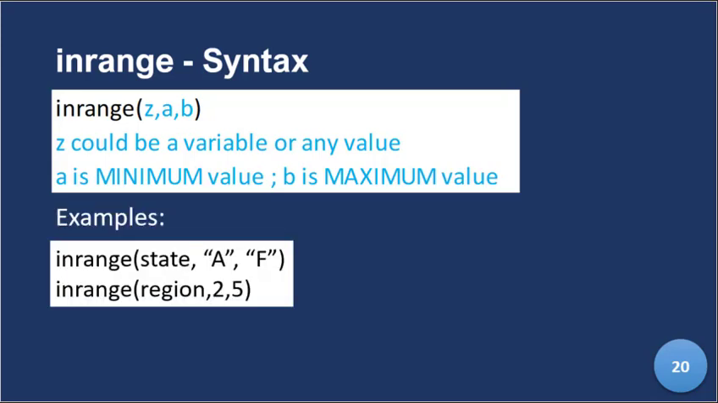So an example, what is interesting too is that it also applies to strings. So in range can be used to extract states that start with A up to F, and it can also be used for numbers. So regions 2 to 5. Now, note that the numbers too can be categorical variables, which are numbers represented by words. So that's how it works.